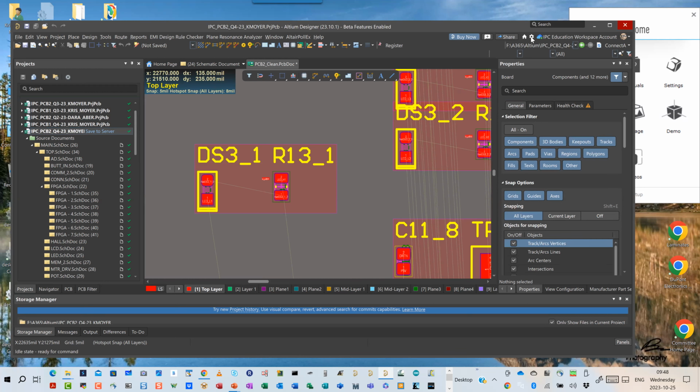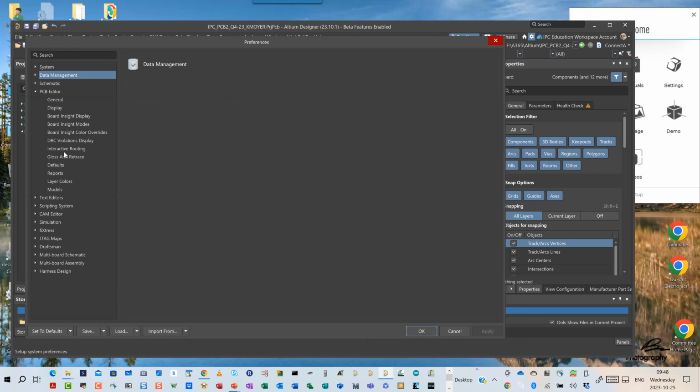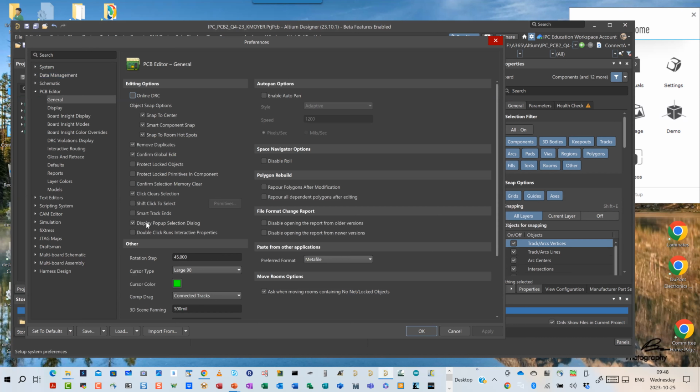I highly recommend it if you are new to Altium and have not done this before, or if you've used Altium but didn't know about this one capability here. If I go up here to my gear icon, under the PCB editor and under the general, this option right here called display pop-up selection dialog. Check that box to enable that capability.